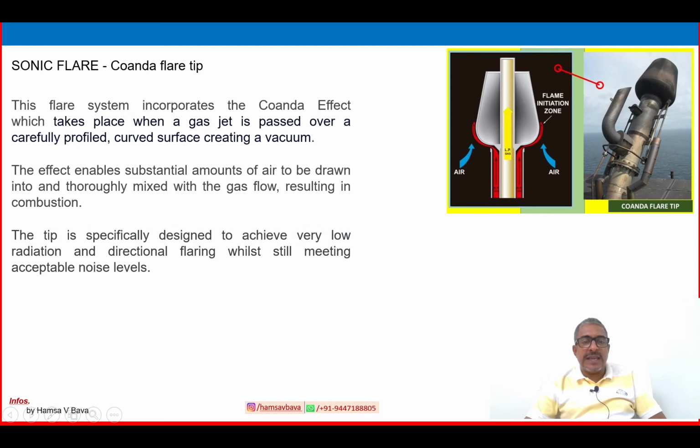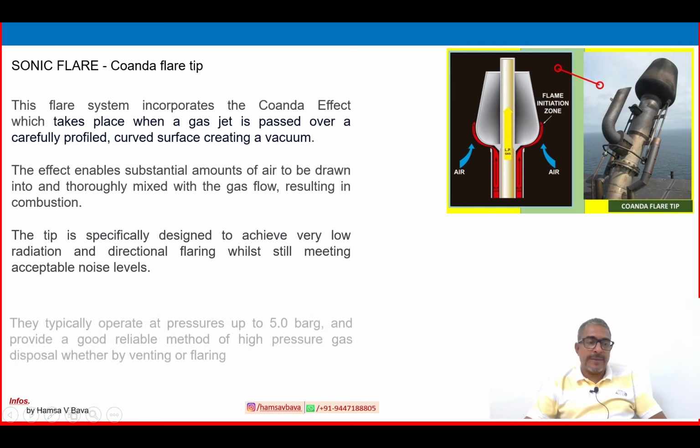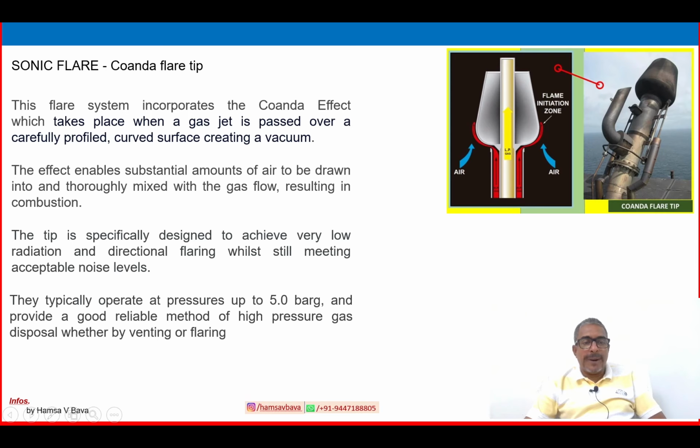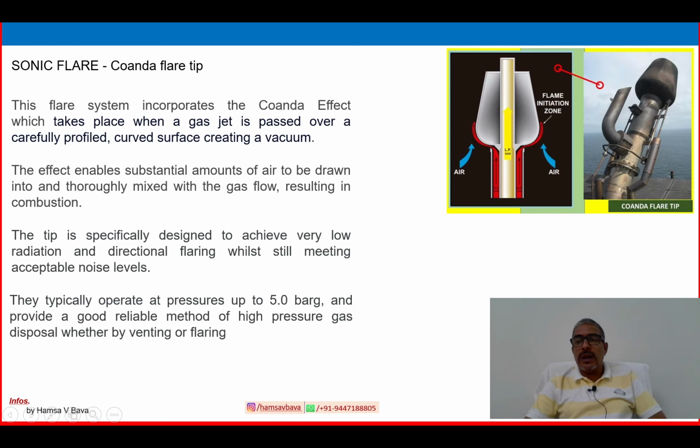The tip is specifically designed to achieve very low radiation and directional flaring while still meeting acceptable noise levels. These are the advantages of Coanda flare. They typically operate at a pressure of 5 bar G and provide a good, reliable method for high pressure gas disposal, whether by venting or flaring. So it is absolutely best for high pressure systems.